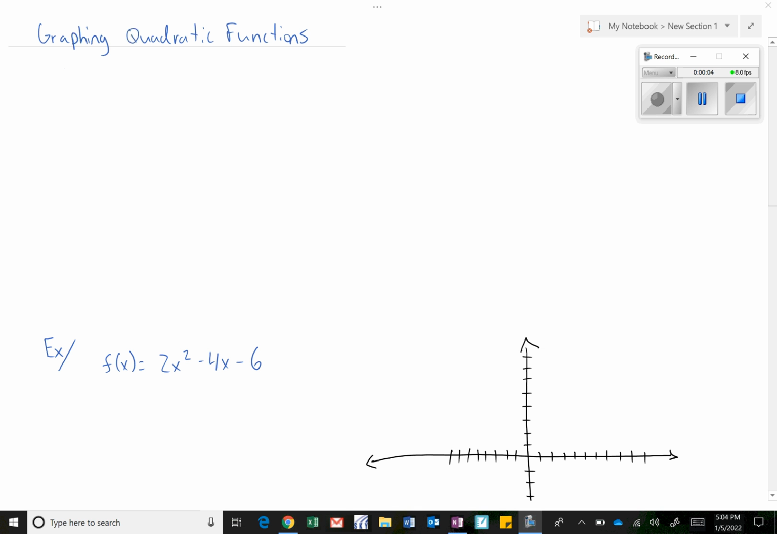Today we're going to talk about how to graph quadratic functions that are in standard form. So I'm just going to go ahead and jump right into it. A quadratic function usually looks something like this. It's ax squared plus bx plus c. Now this quadratic function is in standard form right now.